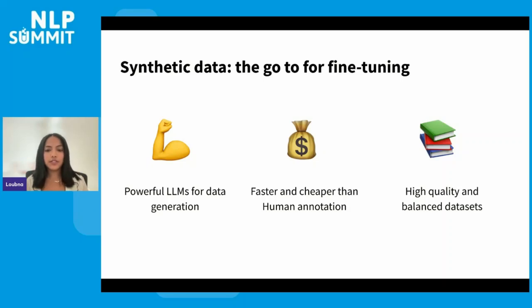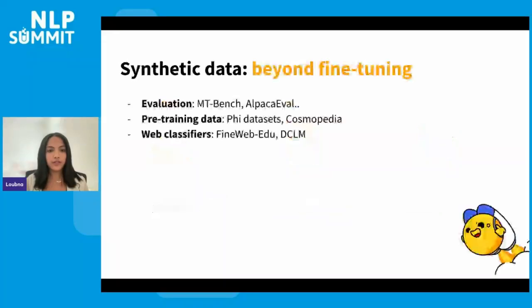And the third reason, which is also related to the previous two, is the fact that you can generate high quality data and balanced data sets, especially for some domains for which web data is scarce. You can leverage LLMs to generate very good data for those domains. So this is what has made synthetic data a pillar for fine-tuning models.